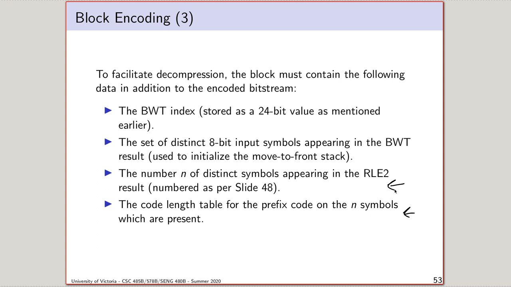I also need to know, when I did my move to front, I had to initialize my stack. And the stack gets initialized to the set of all symbols that actually appear. And move to front is operating on the BWT output. So it's the set of all symbols that actually appear in the BWT result. There could be fewer than 256 possible symbols in the BWT result, so I need to know which ones I kept. And if I only have like 3 symbols in my entire result, then that's going to make move to front generate only a few indices, which is useful. But I need to know which 3 symbols those are. And so I have to store that somewhere in my block header. And then finally, I have to store the BWT index to allow me to reverse the BWT.